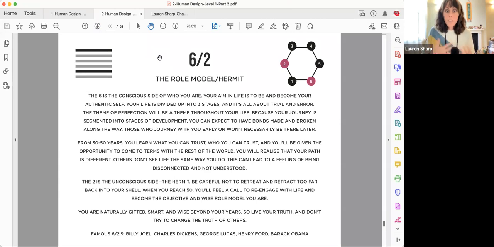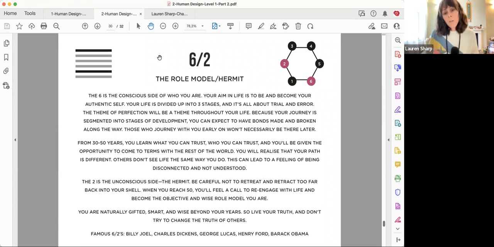So a 6 being in the frontier. They still have their journey, their life, their segments, but they know there is this conscious aspect of being a role model. They're not seeking it out, but they are consciously aware that people are looking at them and they are having an impact. And then the 2 goes, whoa, this is uncomfortable. I want to retreat. I want to go into my shell because I'm not sure I'm ready to engage with life and become this objective, wise role model that everybody is putting me in this place for.